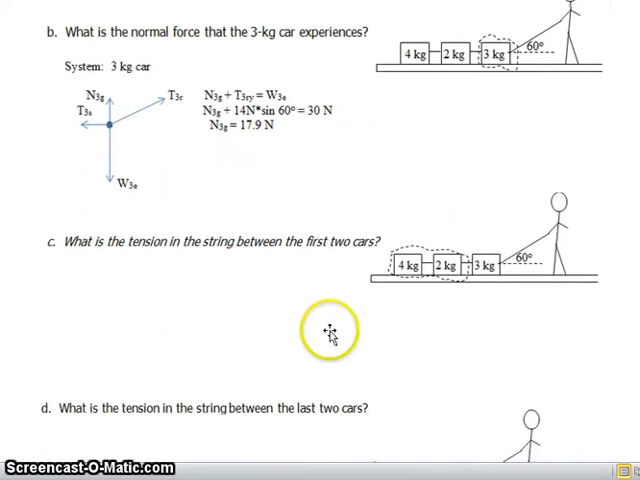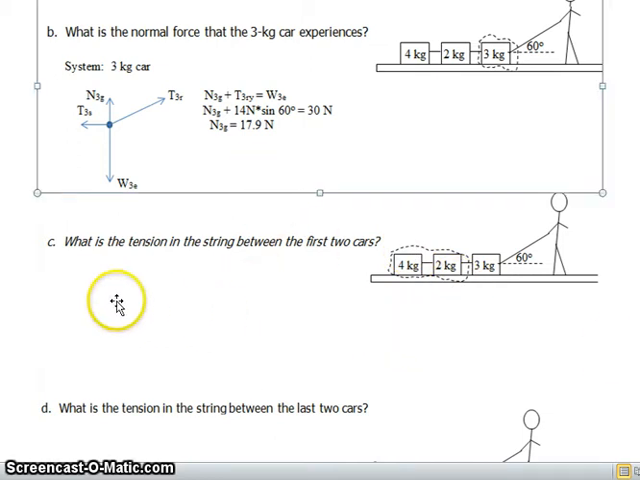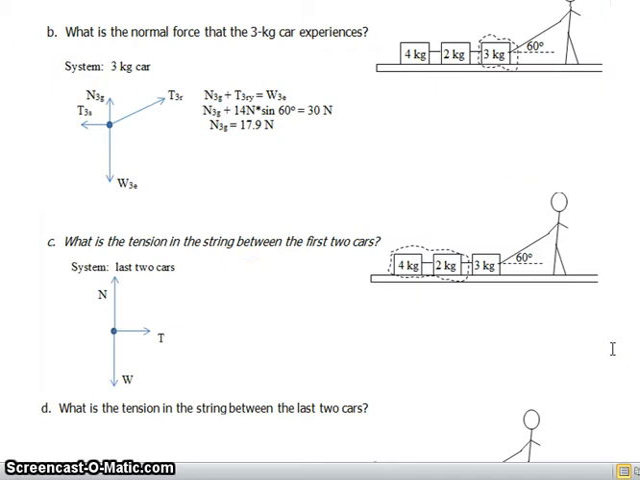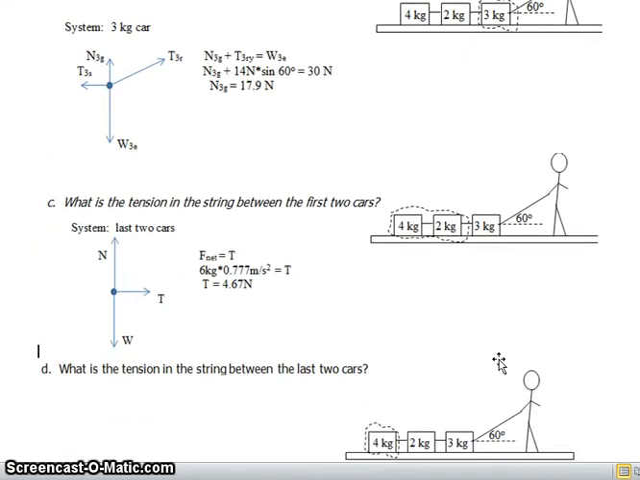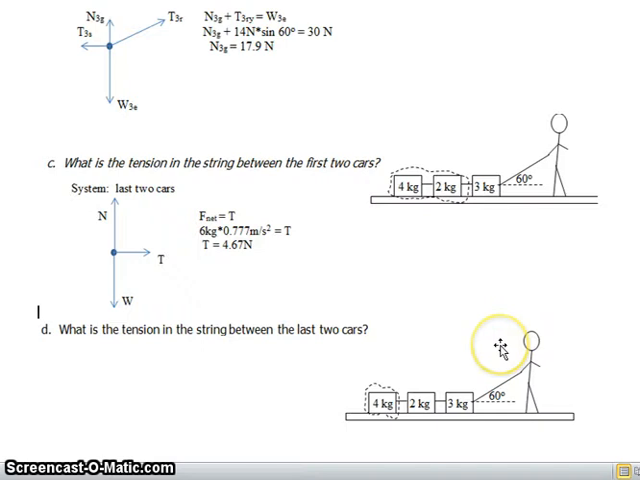Part C, what's the tension in the string between the first two cars? I'm going to choose my system to be the 4 kilogram and the 2 kilogram mass. So this would be my free body diagram. Support force up, weight force down, and a tension force to the right. My net force equation would look like this. F net equals the tension. And plug into this, the net force would be ma. The total mass is 6 kilograms times the acceleration we found up above, 0.777. Plug in, we get the tension is equal to 4.67 newtons.